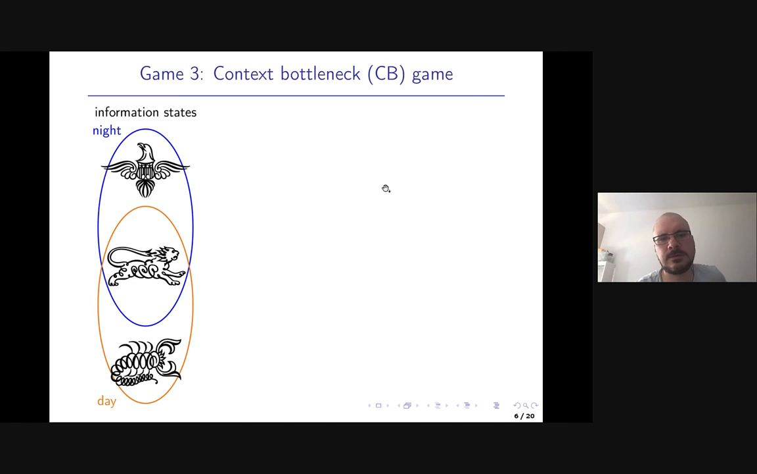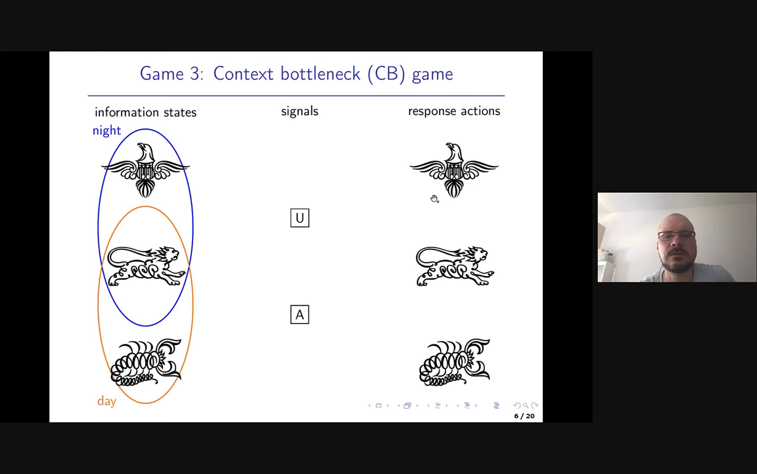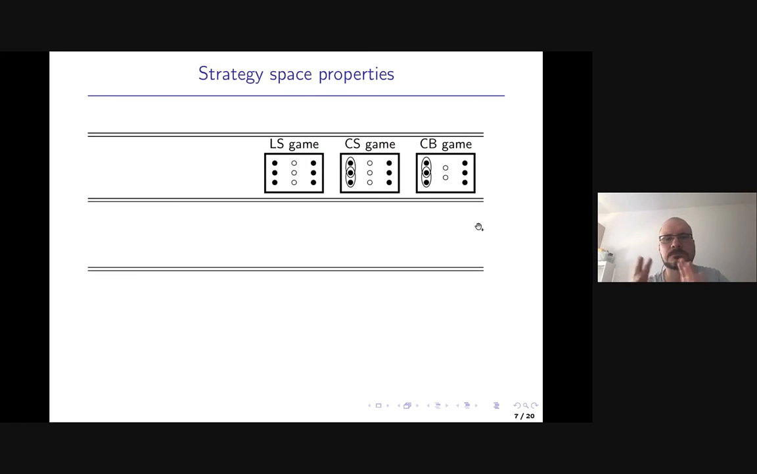And the third game is exactly the same game, but just with two signals. And in this kind of game, you then can also have, of course, a perfect ambiguous system. Now, I use this because the acronyms are sometimes hard to memorize. I use these symbols, these boxes, to better see what kind of games I talk about. A signaling game has no contextual cues. The context signaling and the context bottleneck game both have contextual cues, but the bottleneck game has only two signals.